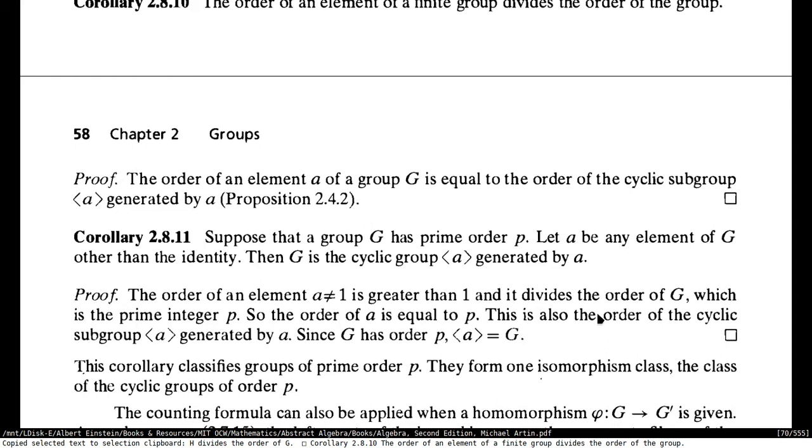Yeah, and what this lets you have is that the groups of prime order are of one class, right? So they form one isomorphism class, and the class is the class of cyclic groups of order p, right? Cyclic groups of order p, yeah.